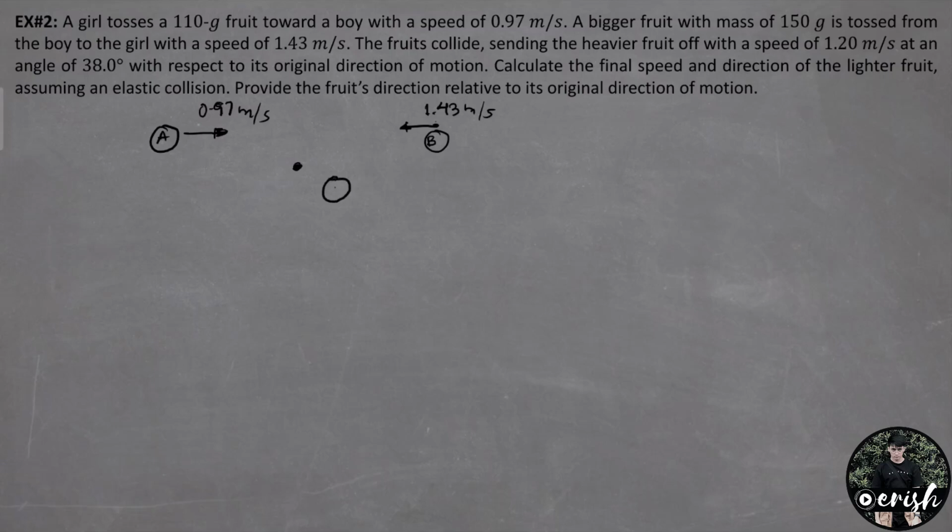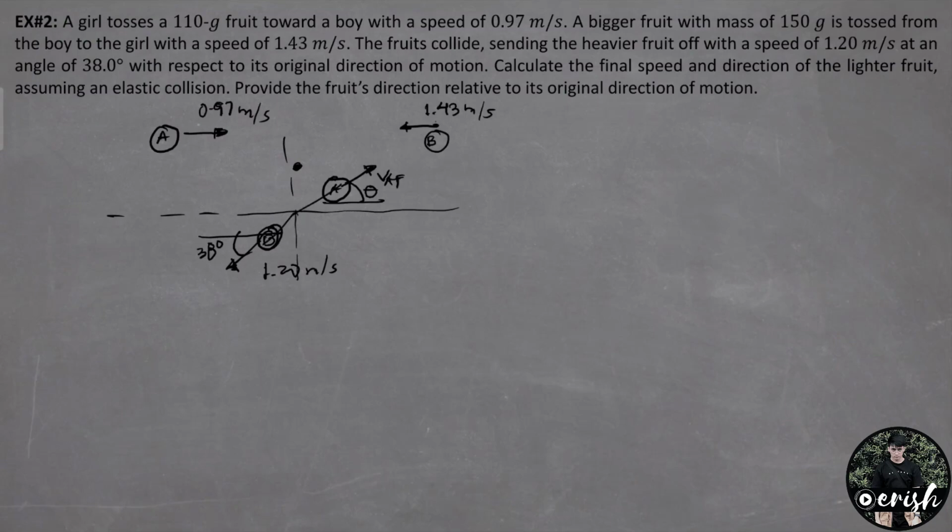Eto na si fruit A and eto na si fruit B. Ang direction ni fruit A is ganito. Meron na siyang final velocity of A, and merong angle na, say, theta. And si fruit B naman, papunta na siya sa direction na to with a velocity of 1.2 meters per second. And meron siyang angle na 38 degrees from the negative x-axis. Say, ito yung coordinate system natin and ito yung kanilang velocities.